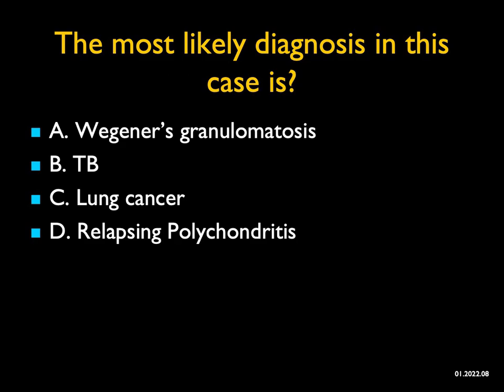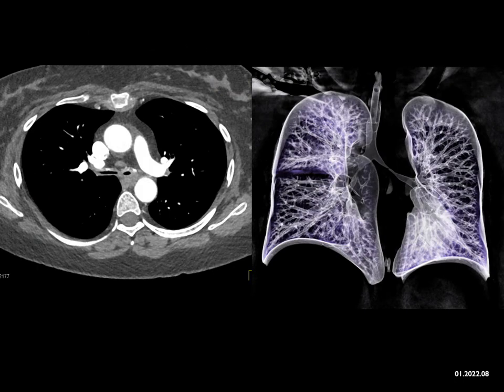The most likely diagnosis in this case is, well, what am I seeing in this case? When you look at the axial image, you see diffuse thickening of the patient's right and left mainstem bronchi. When you do a virtual bronchogram, you can see the narrowing, particularly of the left mainstem bronchus.